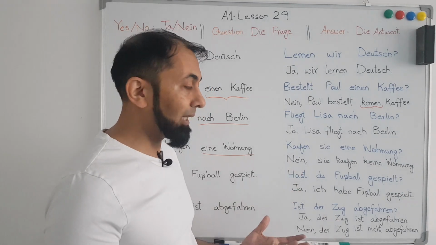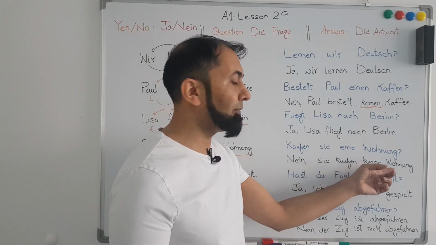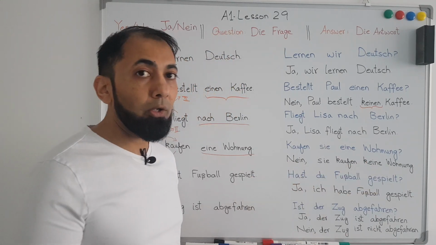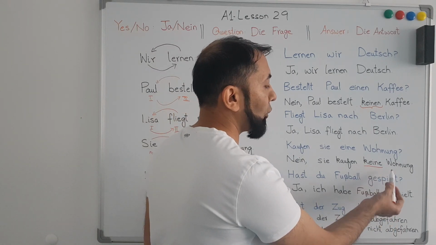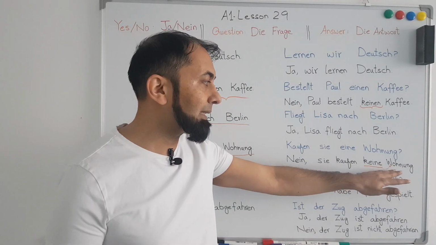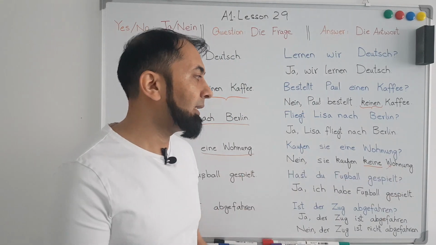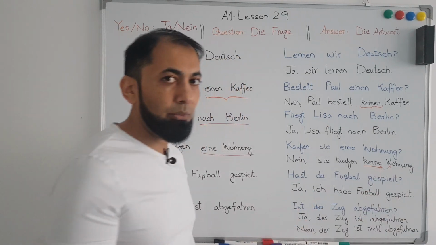And if they don't buy an apartment, nein, sie kaufen keine Wohnung. No, they don't buy an apartment. Now, here we have used keine again because we are going to negate the apartment, and the apartment in this sentence is in accusative case. Therefore, we have used this ending for the feminine noun in accusative case.